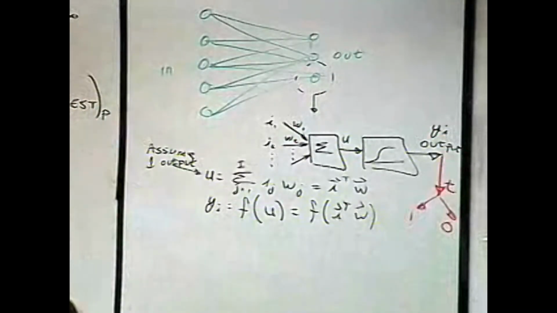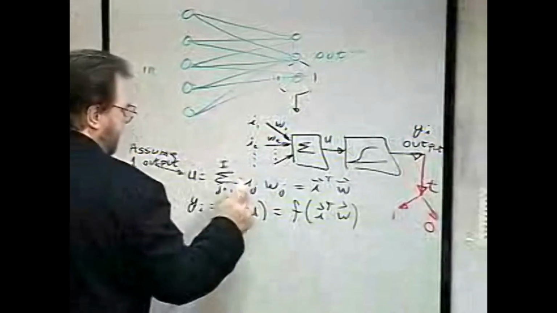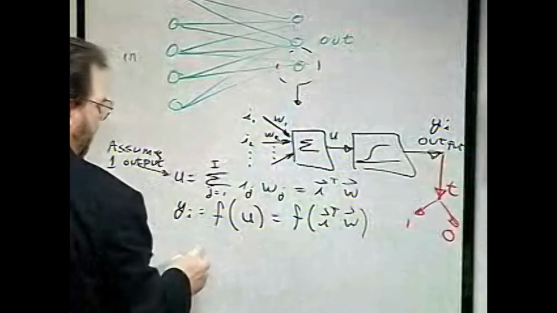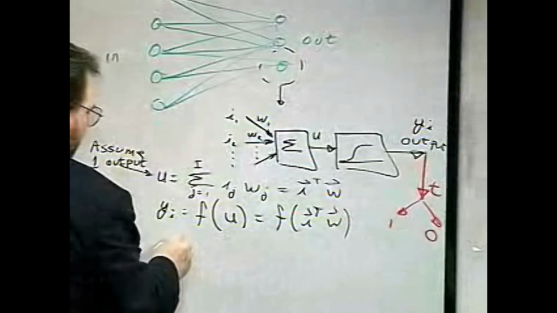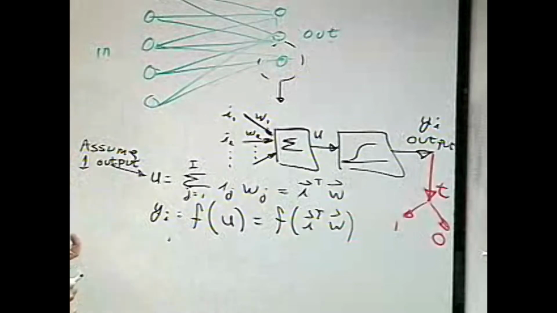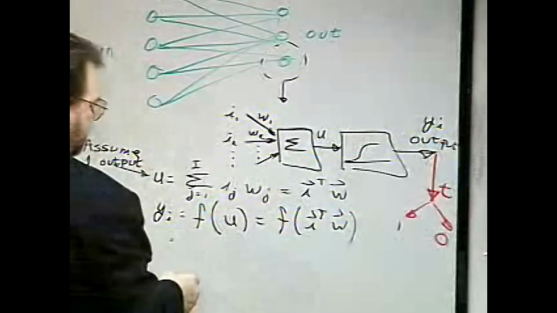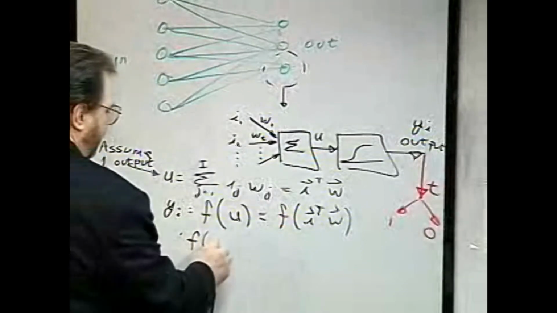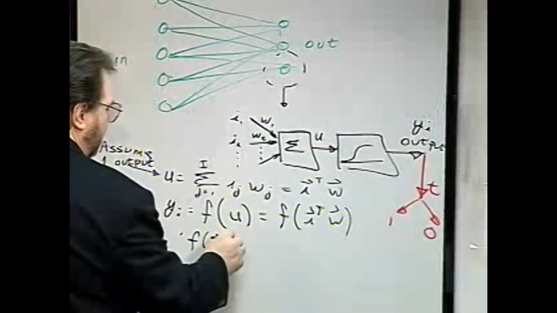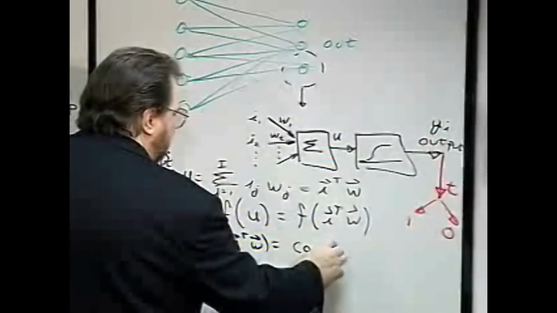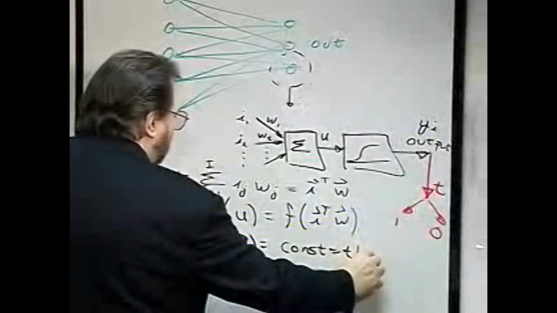So if we look at this, however, we notice that if we apply a threshold to the output, this corresponds to, well, let's look at the point of maximal ambiguity. That exists right where the threshold exists. Where the threshold exists, we have f of I transpose W is equal to a constant, which is the threshold.